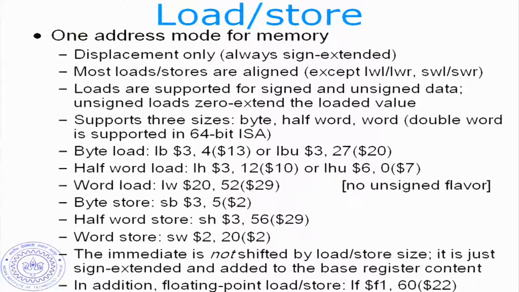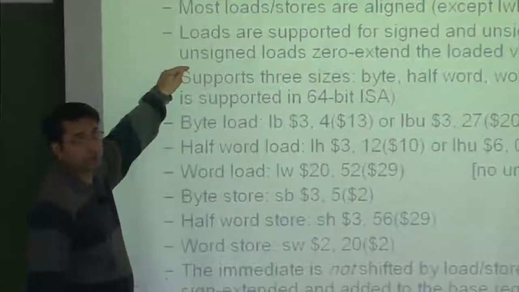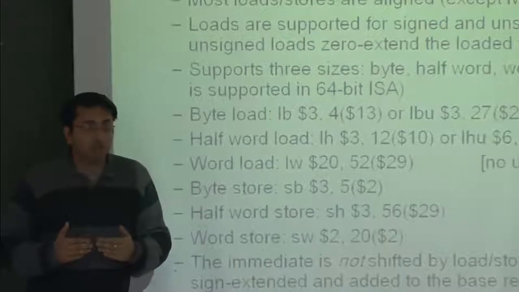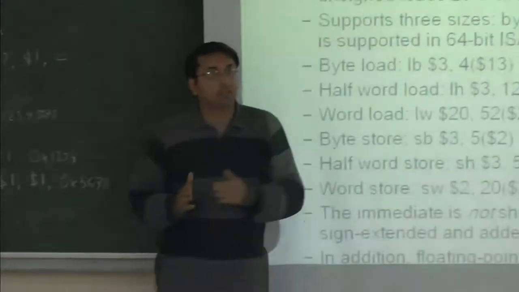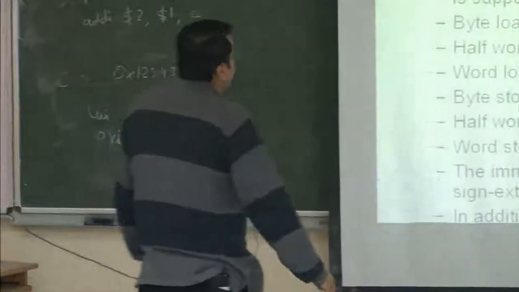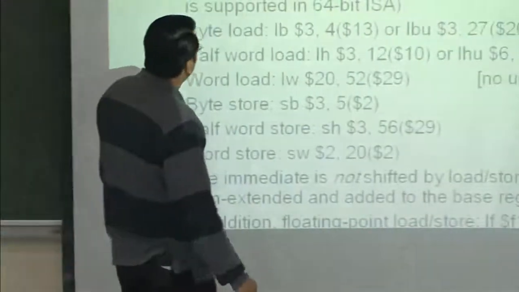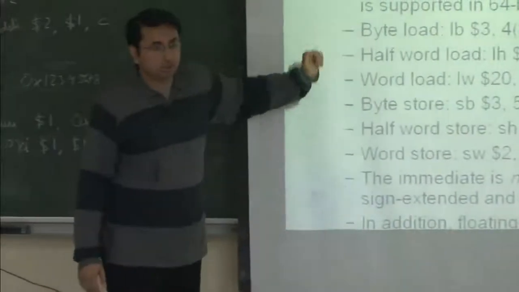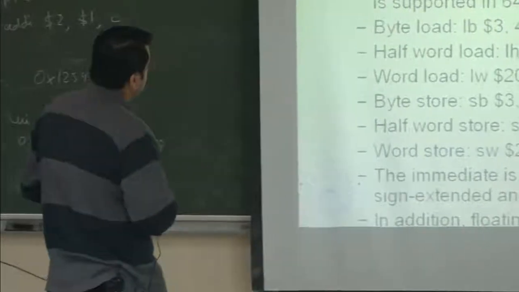And those four instructions also allow you to access sub-registers, some part of a register, while keeping the rest unaffected. Loads are supported for signed and unsigned data. Unsigned loads are zero extended when loaded back. Keep in mind that signed and unsigned loads differ in this only: once you read the data from memory, whether you sign extend the data or zero extend the data. Displacement is always sign extended. It supports three sizes, byte, half word, and word. Double load is supported in 64-bit ISA. So 32-bit ISA doesn't have any double word instructions.